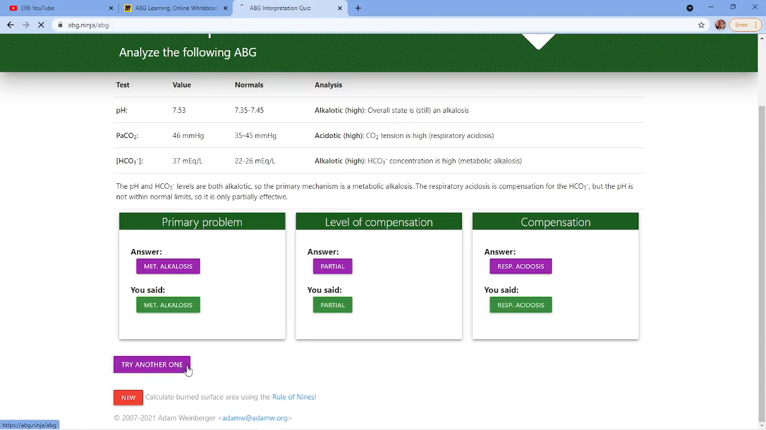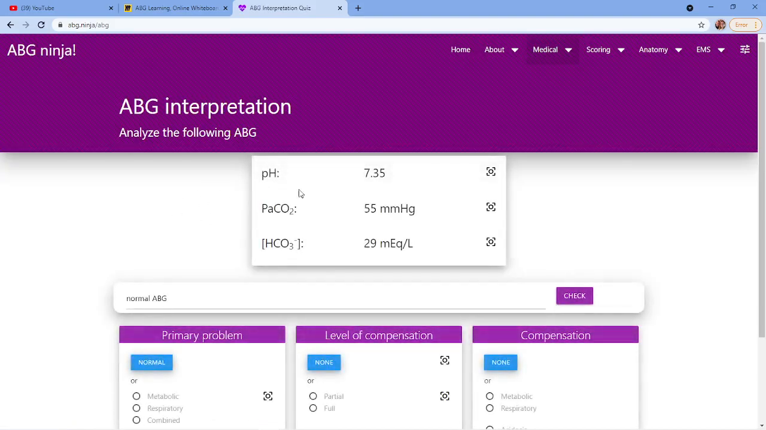Let's do one more. All right, we're going to look at the pH here. So we have a 7.35 pH. That's on the low end, but it's still normal. So we know right off the bat there's nothing too abnormal with the pH. Let's look at the CO2. CO2 is really, really high. I mean, that's pretty high.